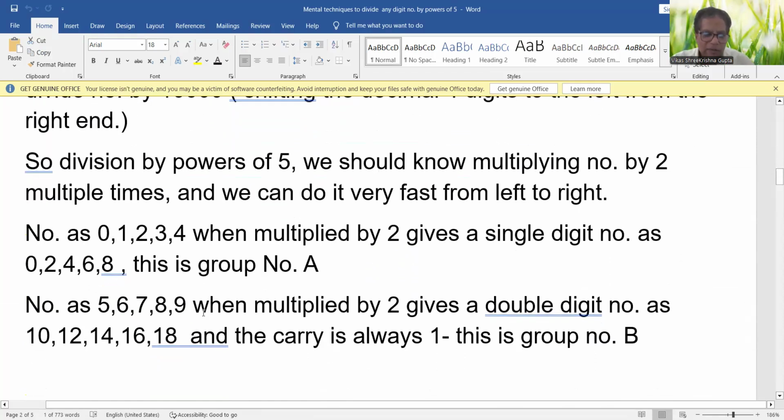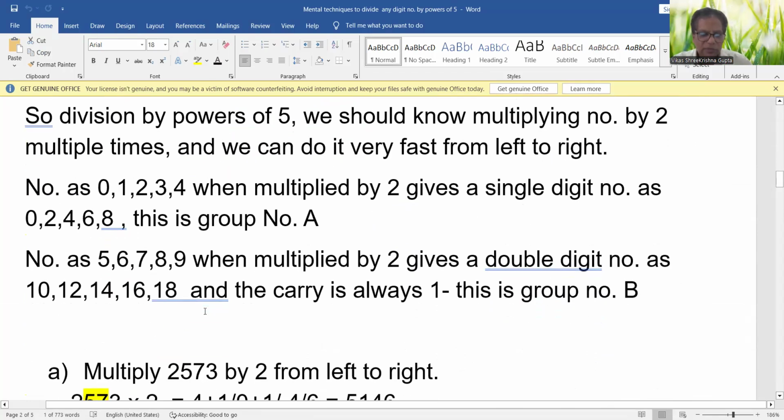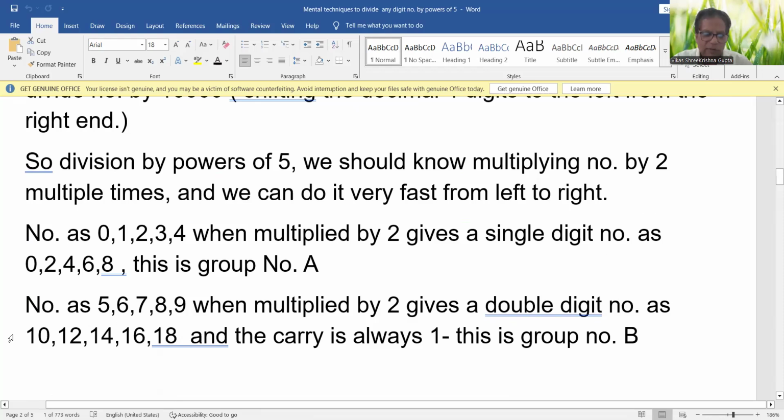Right? So I will show you practically how to do this kind of question. But before that, I will show you how to multiply any number by 2 any number of times. For that, I want to show you that we have 10 digits: 0, 1, 2, 3, 4, 5, 6, 7, 8, 9. Out of these 10 digits, I divide them into two parts. 0, 1, 2, 3, 4 is the first group, group A, and the other group, 5, 6, 7, 8, 9, is group B.